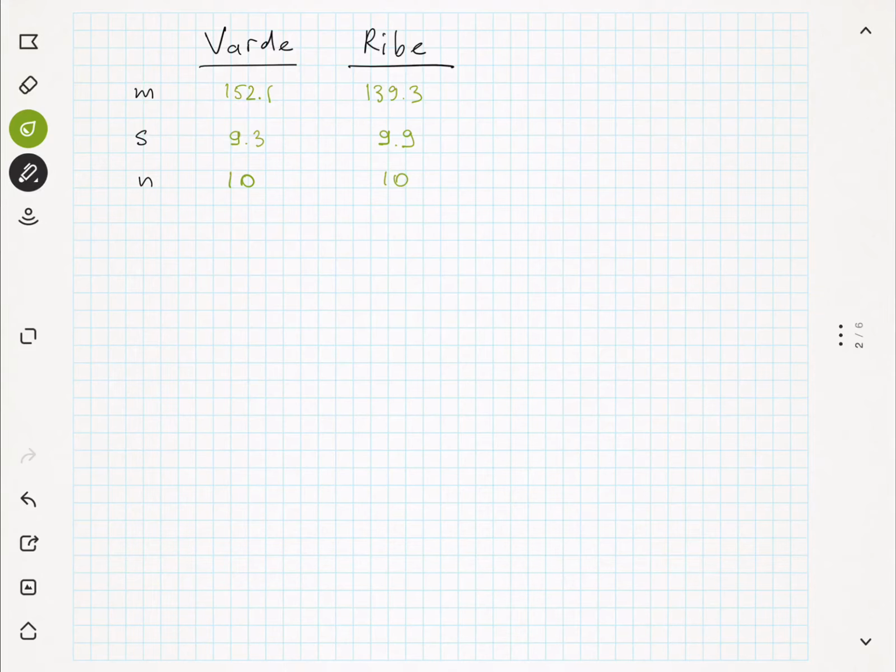So the question is, can we say that they are different or not? Meaning rivers, not the samples, of course. Samples are always different. So first of all, let's calculate the difference of means, M1 minus M2, which is 152.1 minus 139.3, which gives us 12.8. Okay. So this is the real difference we got.